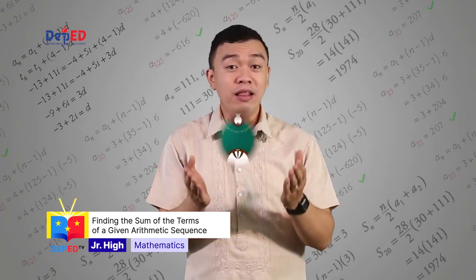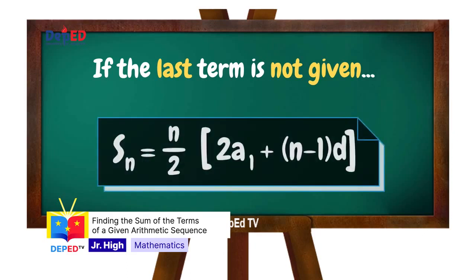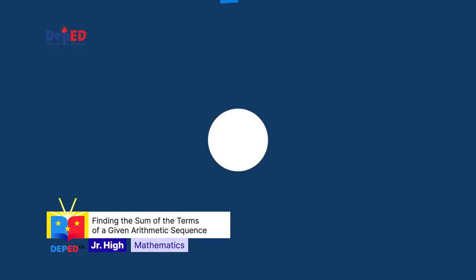What about if the last term is not given? What formula can we use? If the last term is not given, we use the formula S sub n is equal to n divided by 2 times the quantity 2 times a sub 1 plus n minus 1 times d.